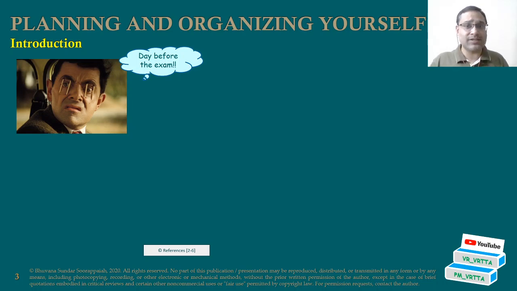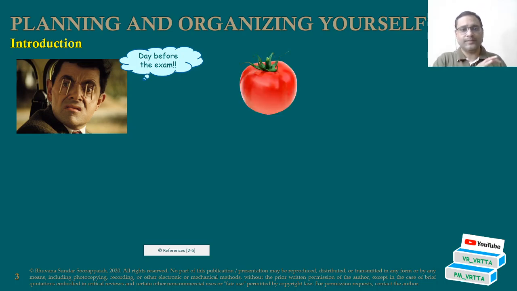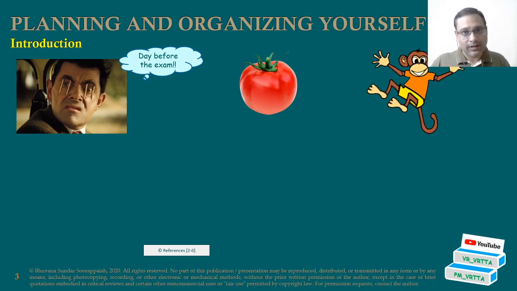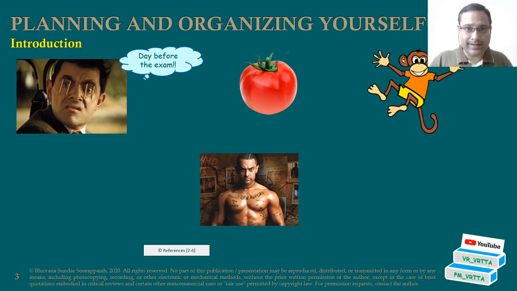But before that, let me ask you a couple more questions. What is this? It's a vegetable, it's a fruit. We don't know. It's a tomato. Okay. And our dear Mr. Monkey, what does a tomato have in common with a monkey? And what do these two things have in common with Mr. Bean? Let's see. Ah, yes, Amir Khan, Ghajini. Yes, you have seen the tattoos on Amir Khan in the movie Ghajini. Lots of to-do lists, huh?